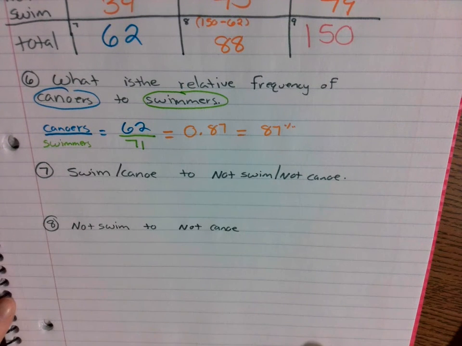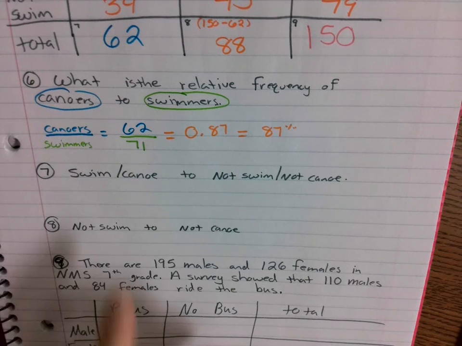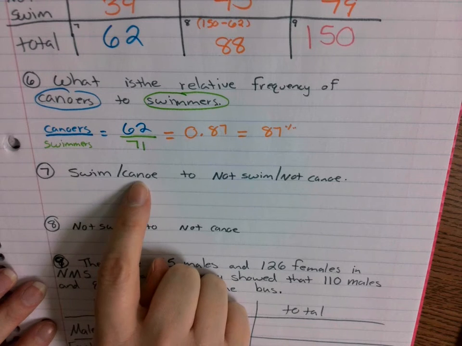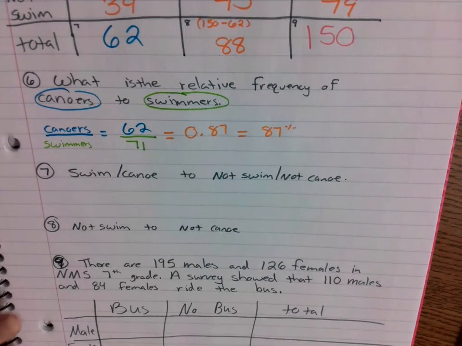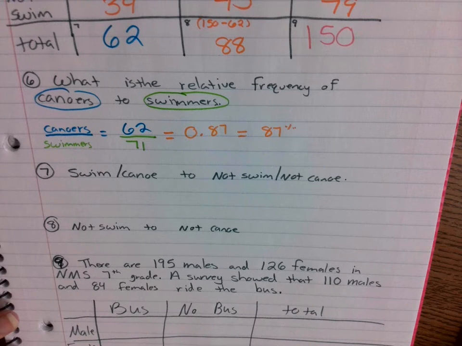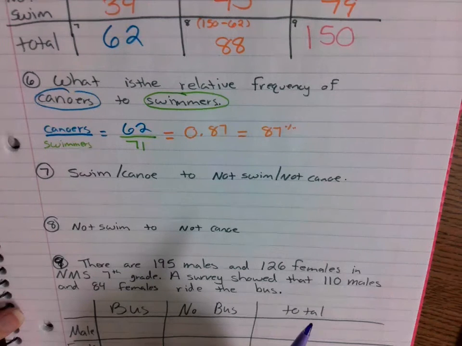Find those two relative frequencies. All right, let's go over this real quickly. The swim canoe compared to the not swim, not canoe. How many swimmers and canoers together are there?